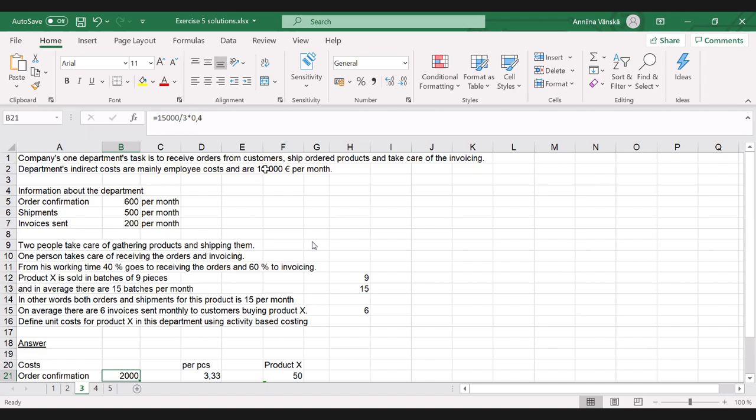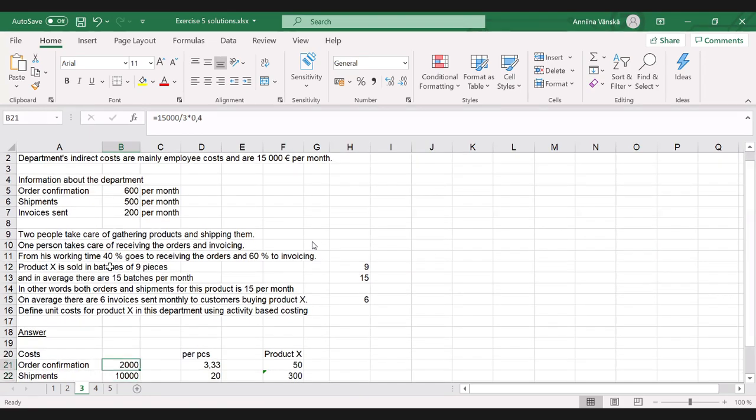So we have 15,000 euros of employee salaries, and that's for 3 people. And then we know that only 1 was doing the order confirmations, and that person was doing 40% of the time. Therefore, we are able to calculate that the 15,000, which was for 3 people, divided by 3, times 40%. So we know the share of the cost caused by the order confirmations. So that is 2,000 out of the 15,000.